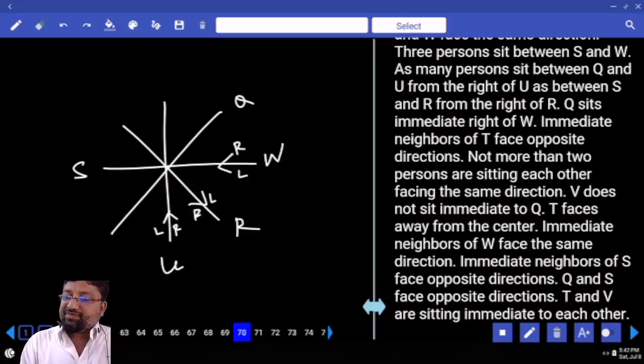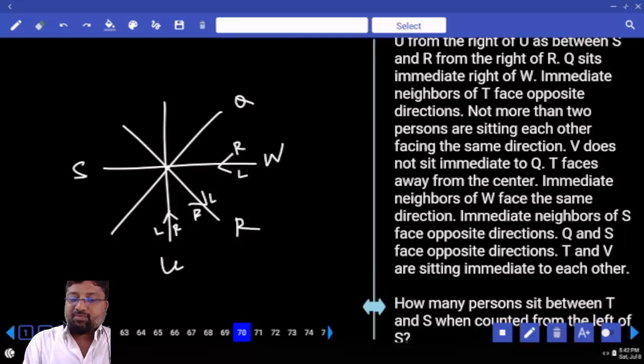Immediate neighbors of T face opposite directions. I am not sure where this T is. Next.